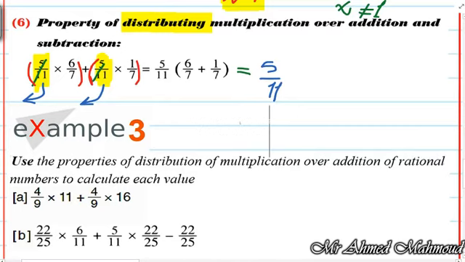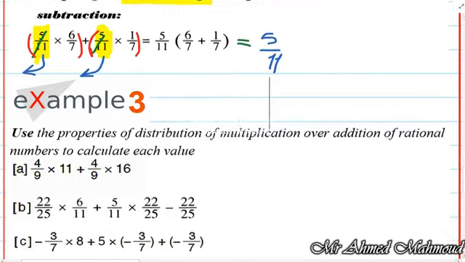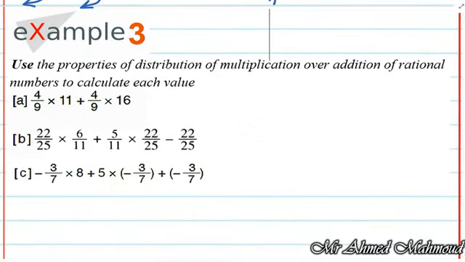Okay, example 3, and this is a very important example. Use the property of distribution of multiplication over addition of rational numbers to calculate each of the following. Here we have 3 operations: times, plus, and times. The question asks about the distribution property. Then I'm going to distribute or divide the operation here into multiply operations like this. Put the first operation between brackets and the second multiply operation between brackets, and between them there is a plus operation.